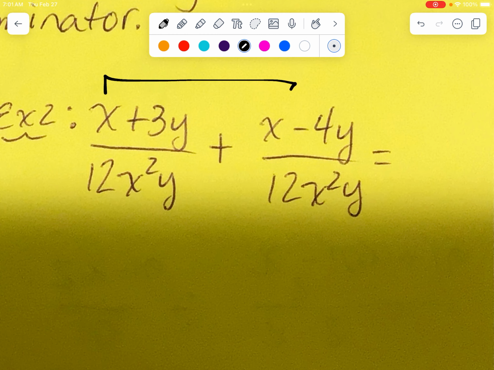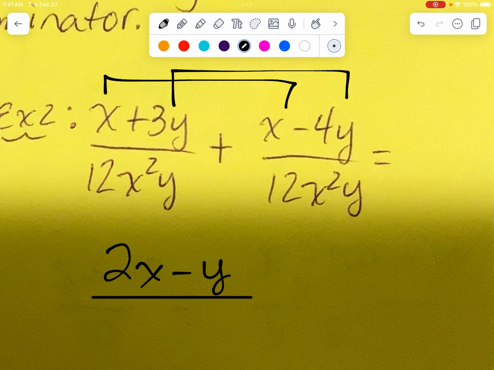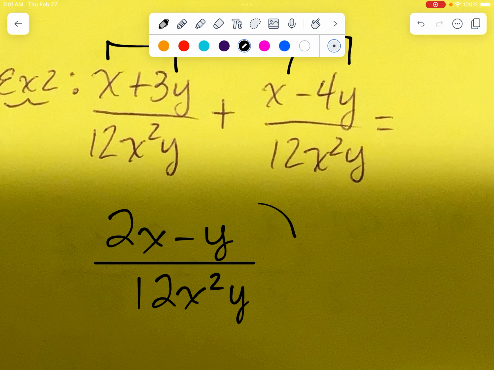The x's go with the x's. So we say x plus x is 2x. And then we'll say 3y minus 4y is negative 1y. And we just simply put that over the common denominator of 12x squared y. And this is our answer.